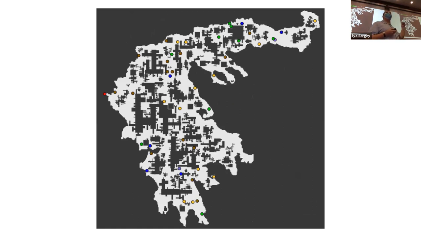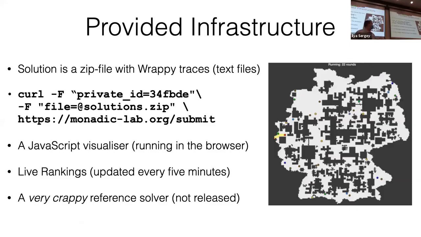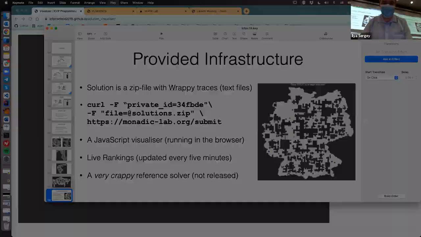Anyone? Wow, yes, this is Greece. This one? Yep, this one. Sorry? Okay, really, really solid geography skills.